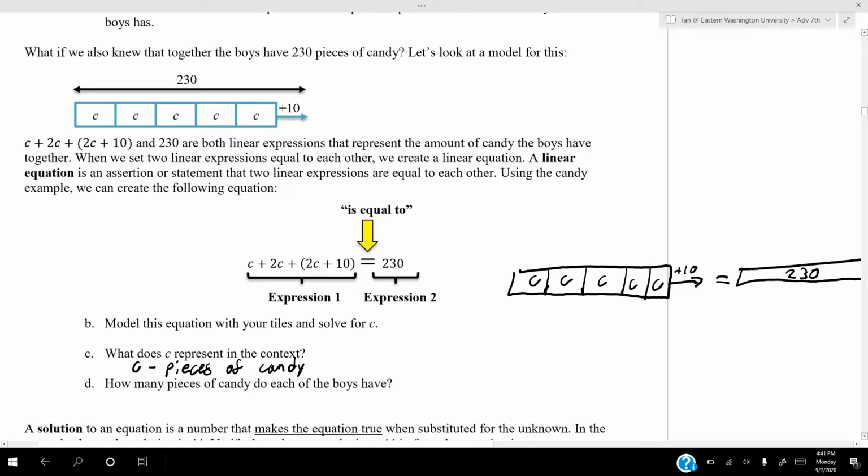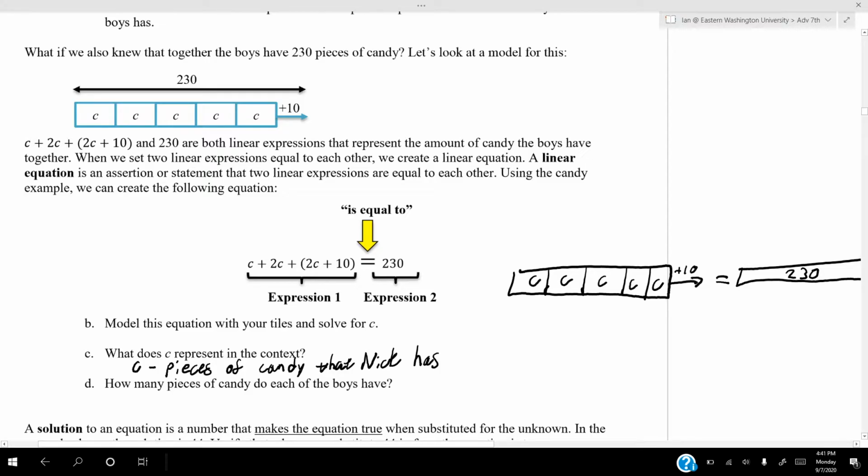But it's not just whose candy? Because we know there's 230 pieces of candy, it's the pieces of candy that Nick has. Remember, guys, this is all in relation to Nick, because Damien has twice as much, and Bo has 10 more than Damien. So Bo has 10 more than 2 times the amount of candy that Nick has. This is all dependent on Nick.